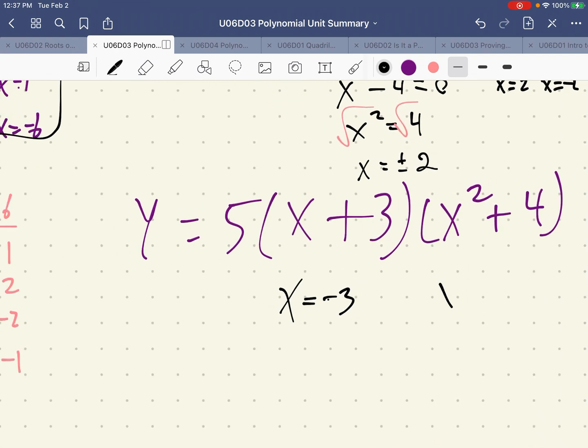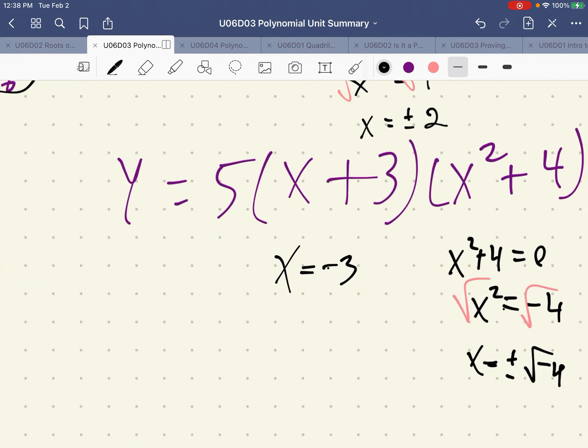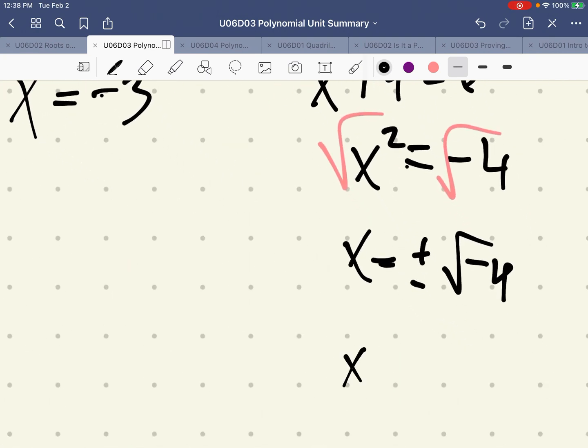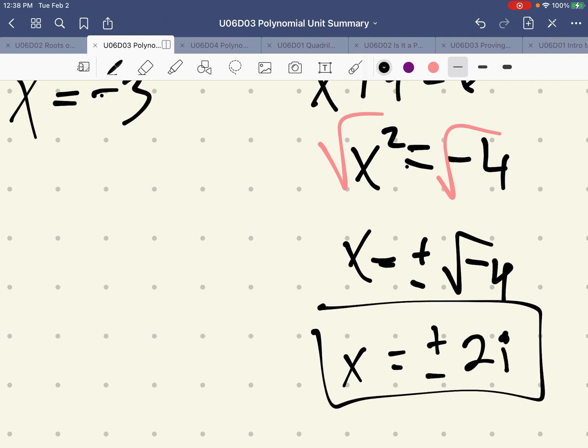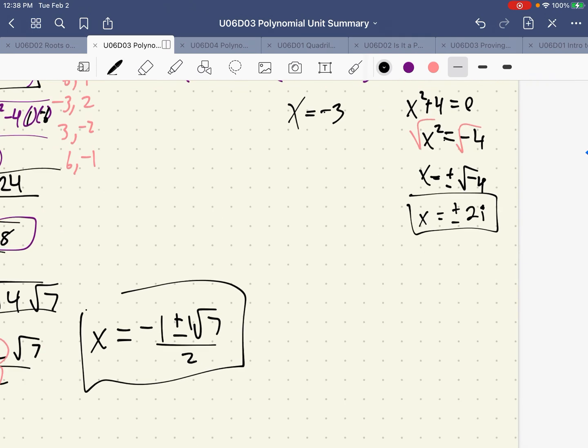And if we were to set x squared plus 4 equal to 0, we would get x squared equals negative 4. And now if we take the square root of both sides, we get x is equal to plus or minus the square root of negative 4, which, if we remember from our previous classes, is x is equal to plus or minus 2i. So this one has imaginary roots, and they wouldn't appear on a graph.